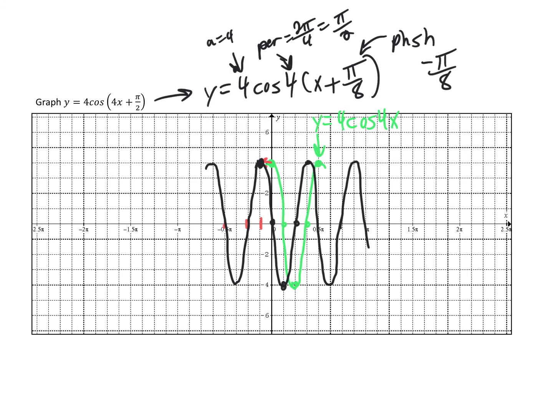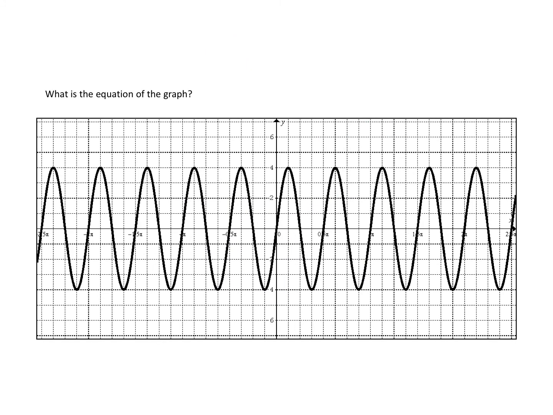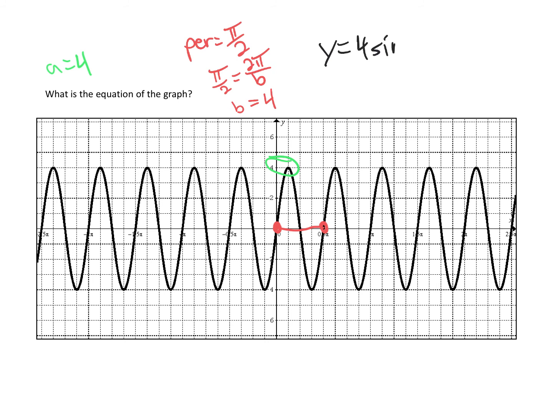So here's an example where I give you the graph and I want you to find the equation. Now it's easy to start with the amplitude, which is just going to be 4. To look at the period, if we start at 0, it's going to do 1 full cycle by pi over 2. So our period is pi over 2, but we know period pi over 2 equals 2 pi over b. So we can figure out that b, in this case, will be 4. From there, we don't have to have a phase shift here. So the answer to this one is just y equals 4 sine 4x.